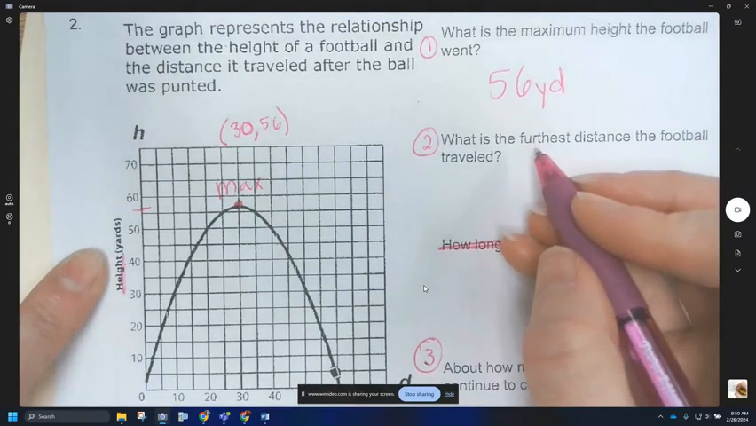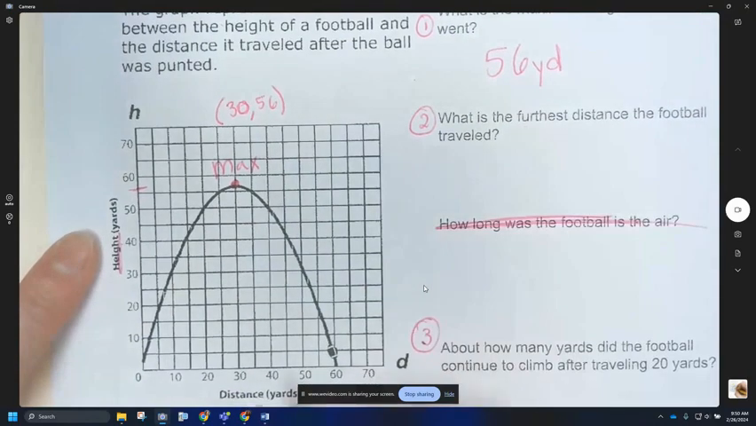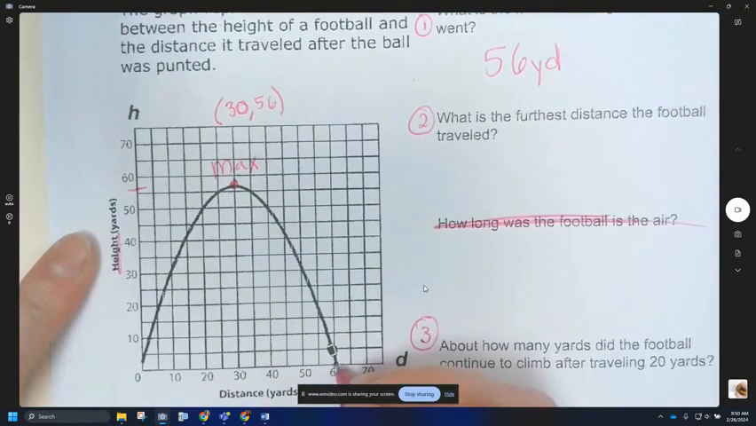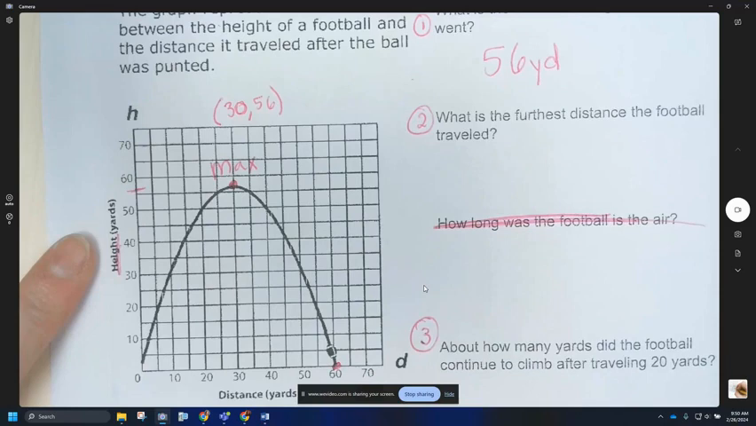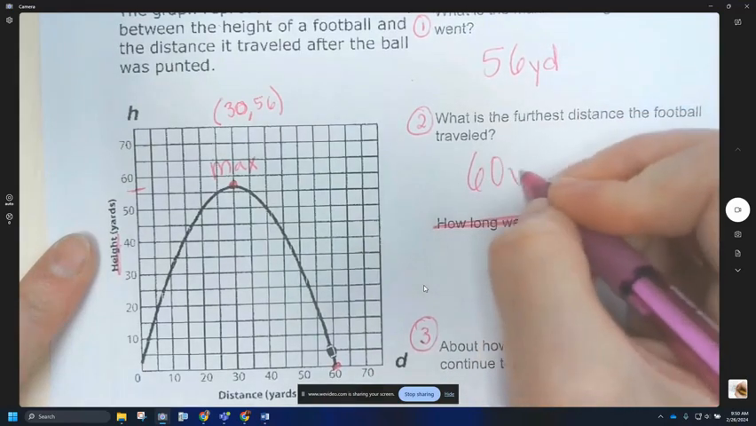Number 2, what's the furthest distance? How far did it go? It looks like it stopped here. So that'd be 60 yards.